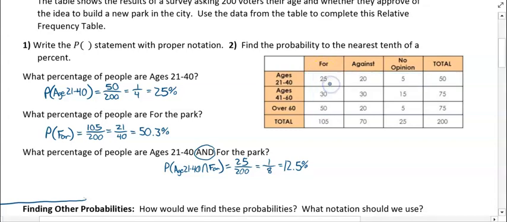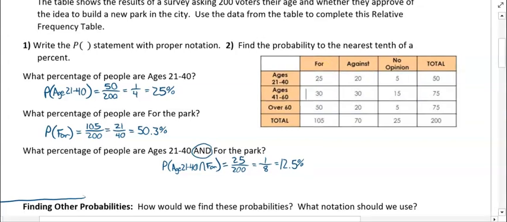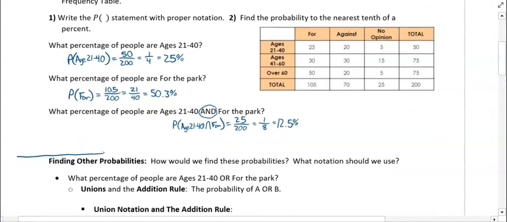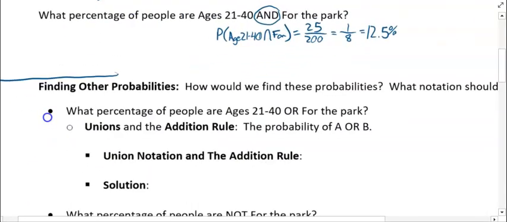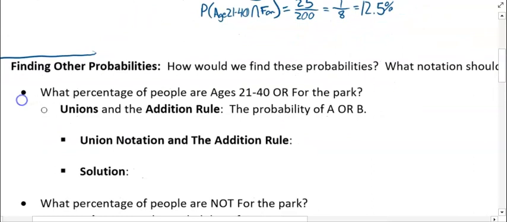All right, so that's some basic review from yesterday. Hopefully that wasn't too tough. But what we want to look at today are some additional probabilities, some other probabilities. We're going to use this same context and also look at some new notation. So first of all, let's consider this right here. What percentage of people are ages 21 to 40 or for the park?